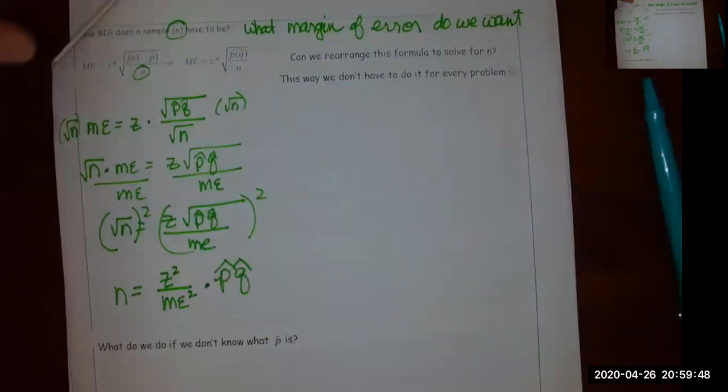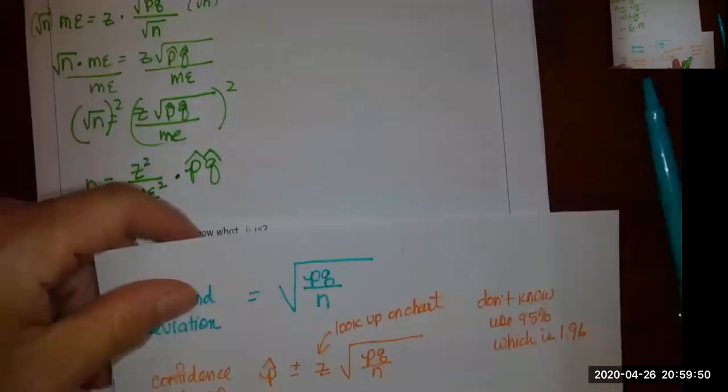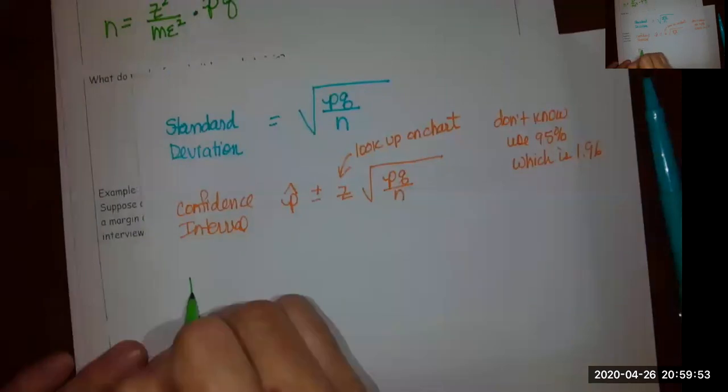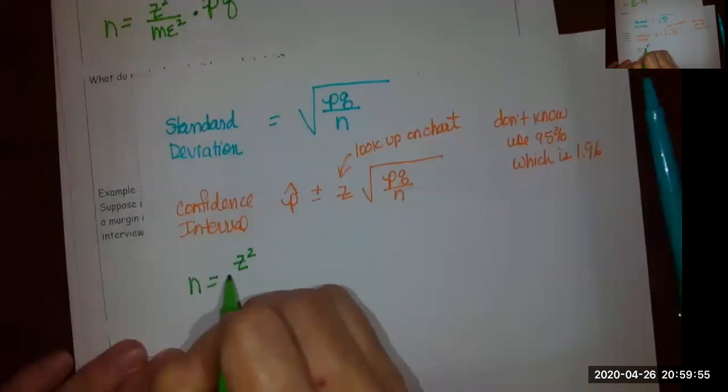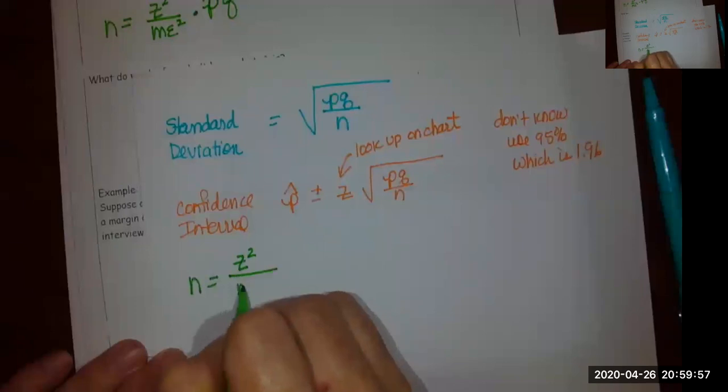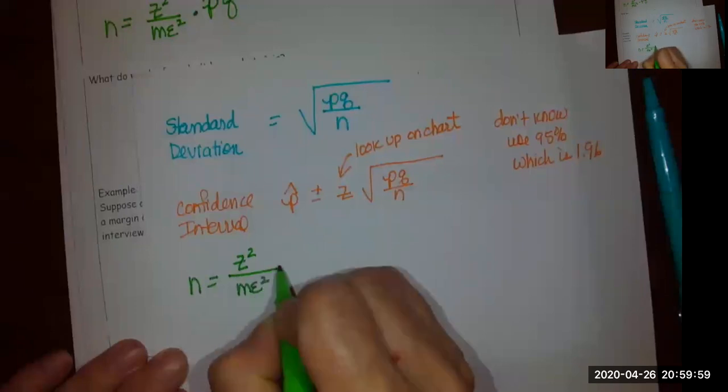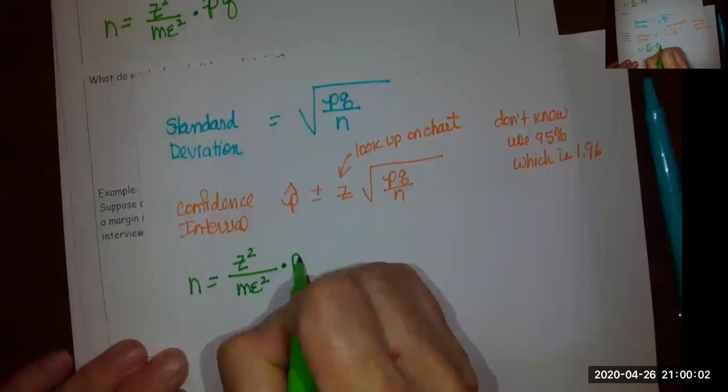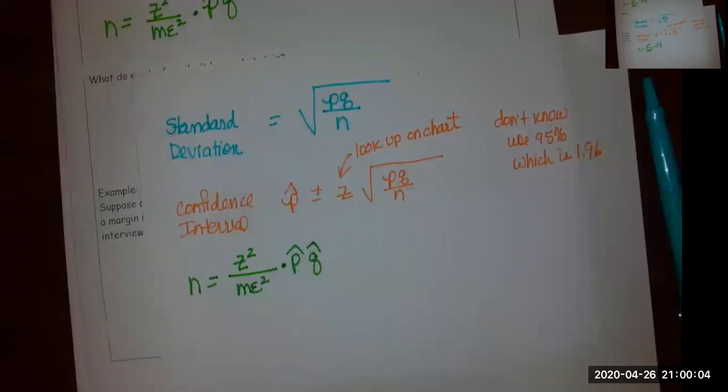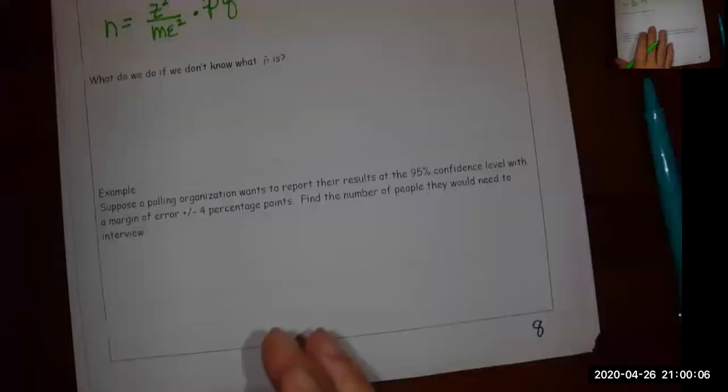Now you don't have to do this again. You can simply come over here and say n equals z squared over margin of error squared times P hat Q hat. You can write it down and use it. Okay, but there's something I need to show you about P and Q. Sometimes we don't know them, and then there's a certain number we choose, and I want to show you why we do that so you remember.